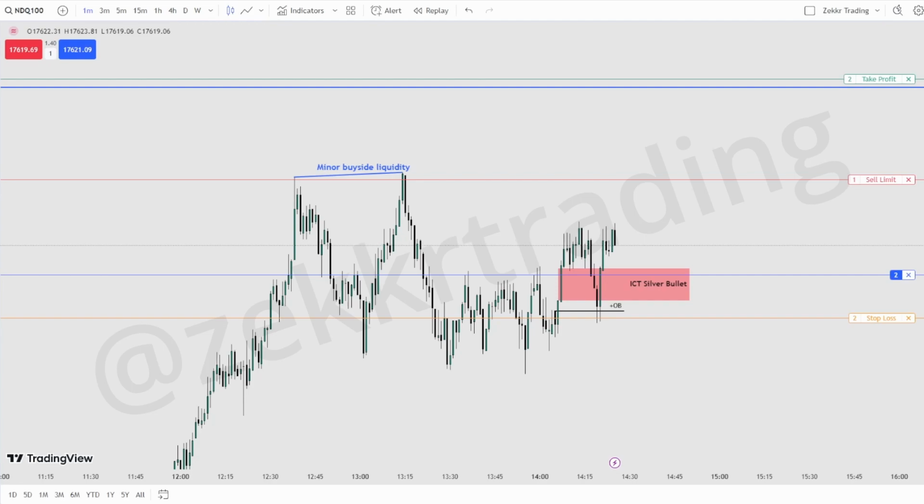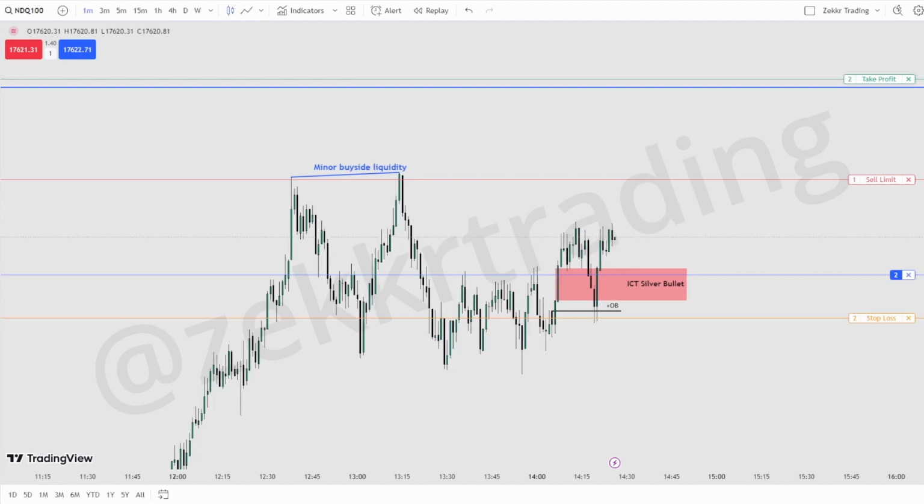Note, we can't go break even just right now, because price can still go down and tap into the silver bullet fair value gap or our entry and then go higher, which would stop us out at break even. We would not lose anything, but we would lose out on a potential trade scenario, because price can easily just drop down back inside a fair value gap and continue higher from there.